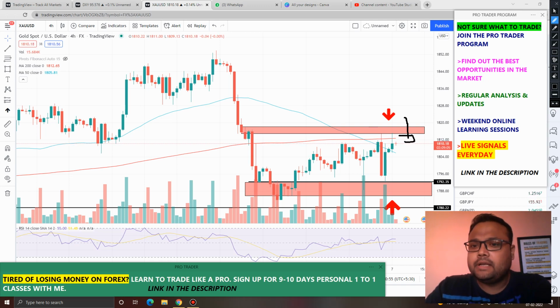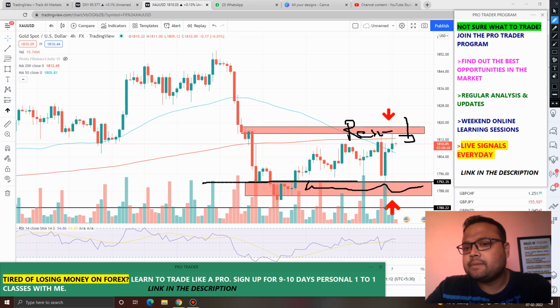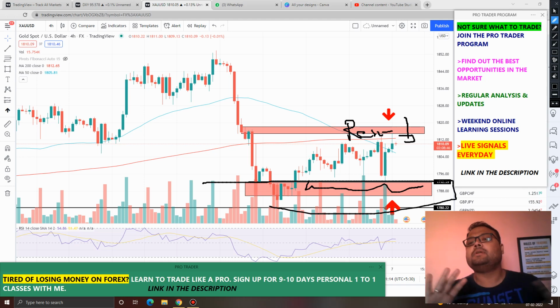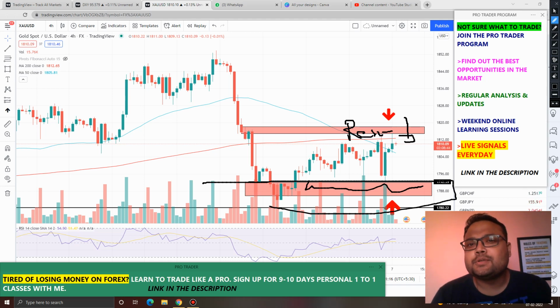So as of now, this is a valid resistance for the market, and the market will have to struggle to cross this level. Hopefully we will get to take a sell position if the market reverses from the resistance level here. On the other hand, as I said, we have multiple support levels and a support zone here. So let's see how the market moves.